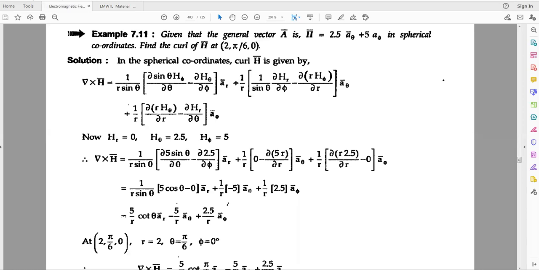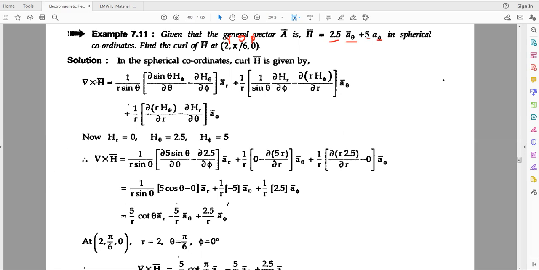given the general vector H bar is equal to A theta bar coefficient and A phi bar coefficient, in spherical coordinates, find the curl of H bar at (2, pi by 6, 0). What is the 2 there? 2 is the value of R, pi by 6 is the value of theta and 0 is the value of phi. And the A theta bar coefficient is 2.5 and the A phi bar coefficient is 5.